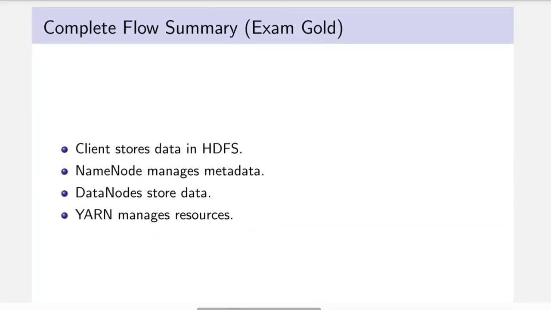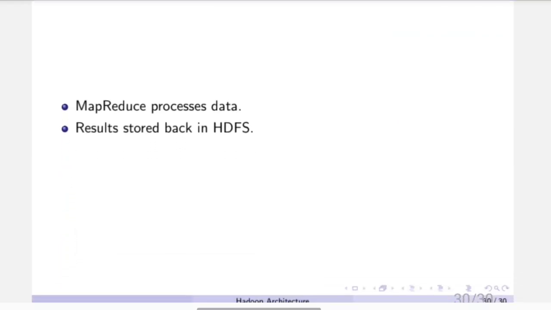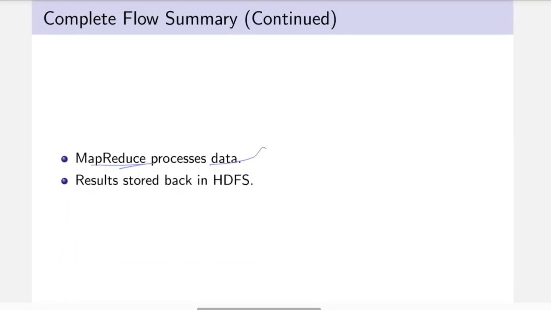So let us go through the full summary of the explanation. Student data, regarding your marks, your attendance, etc., is stored in HDFS. The NameNode manages metadata. Metadata is nothing but the file names. The DataNode stores the actual data. YARN manages the resources, and MapReduce processes data. Results are again stored back in HDFS. That is about the Hadoop architecture.